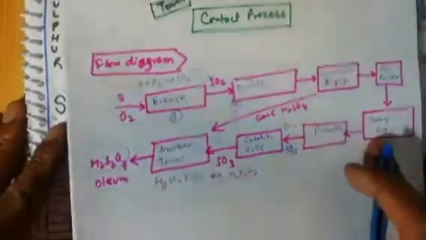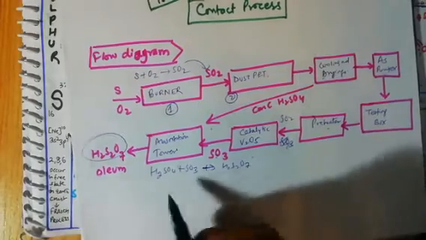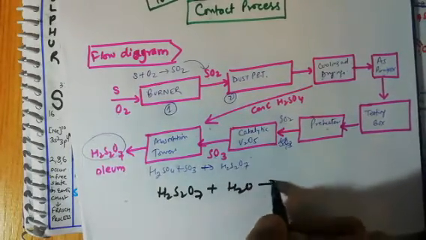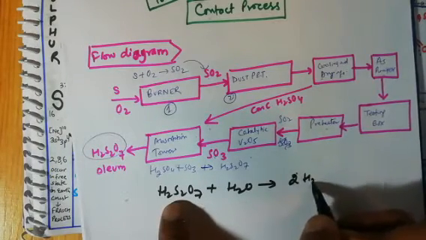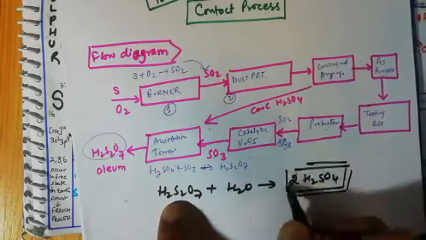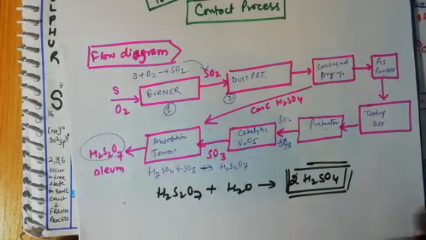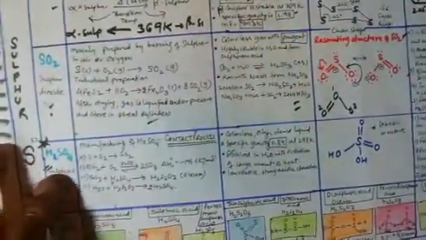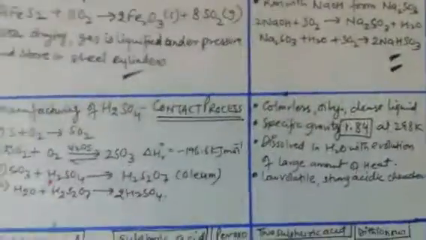When this H2S2O7 further reacts with water, it converts into 2 molecules of H2SO4. This is the manufacturing of sulfuric acid, which is called the king of acids. Hope you understood with the help of this diagram. So this is the manufacturing of sulfuric acid that we have studied in this preparation.